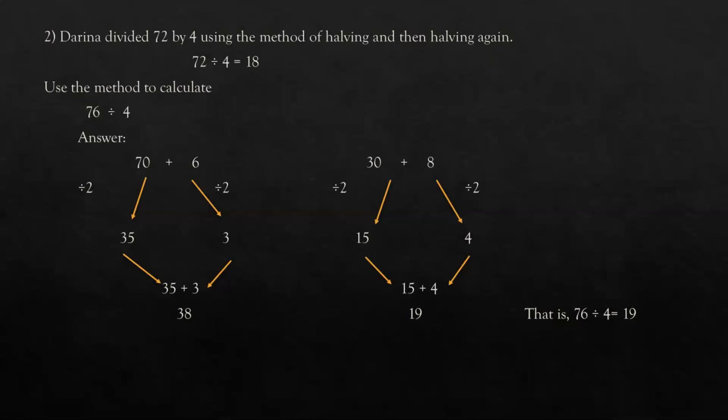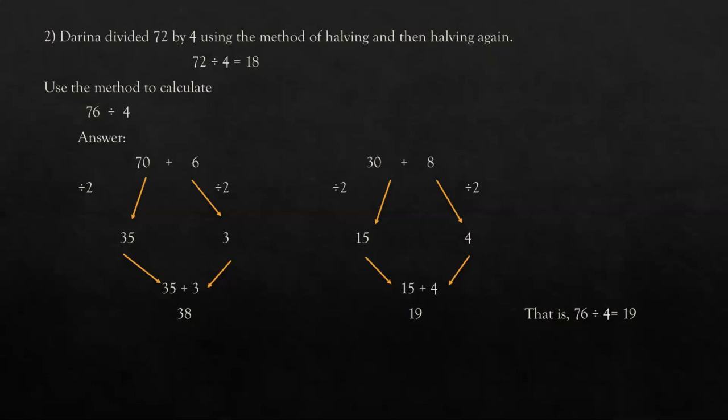Now, this doesn't mean that this is the final answer, because the method is halving and then halving. That is, first you need to find the first half. After finding the first half, you need to halve that first half again. So the number is 38. The same process I'm going to apply once more. 38 is going to be split as 30 plus 8, that is a rounded number plus the number needed to be added to get 38.